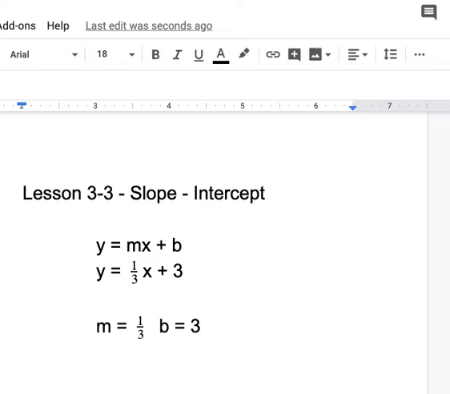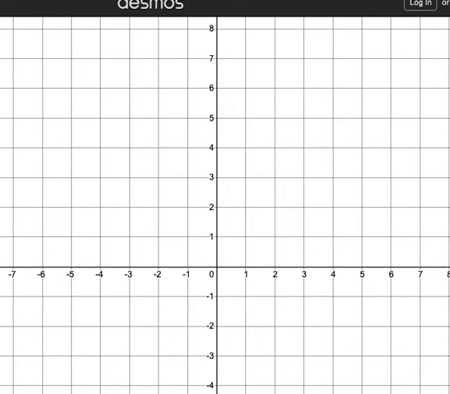So when you're graphing using slope-intercept form, the first thing you want to plot is the y-intercept, which is right there at 0, 3. It crosses the y-axis at 3. That ordered pair, that point is 0, 3.